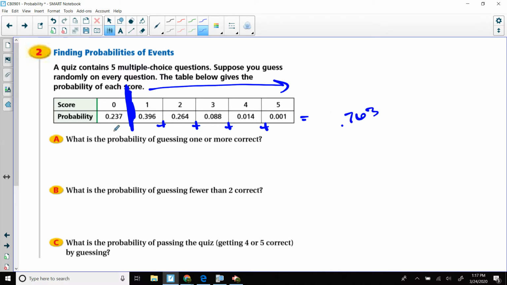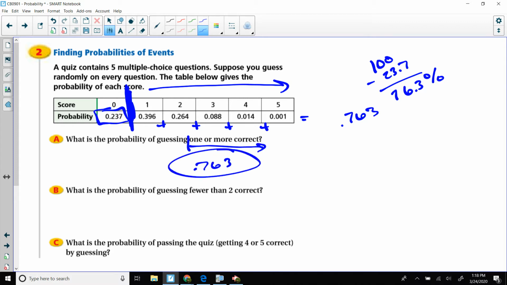What you could do instead, since we're not using this number down here, is assume that these are all 100%, because they are. All the probabilities need to add up to be 100%. Then you can subtract 23.7%, because this is 23.7% if you move the decimals. When you subtract that, carry the 1, drop the 6, and 3 from 10 we get 7. And you find out that it does end up being 76.3%. So a little bit of a cheat code there. You don't necessarily need it, but since we're looking at all the ones that are 1 or more, your answer would be 0.763. I want it as a decimal.